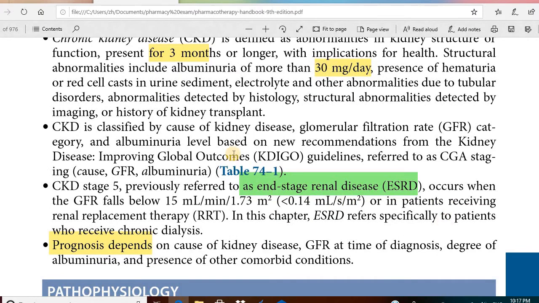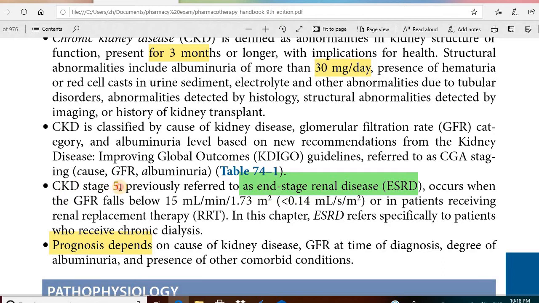So CKD is classified by cause of kidney disease. So you have to know what is the cause, why this kidney disease happens. This may be due to the glomerular filtration rate, GFR category, and albuminuria level, based on the new recommendation from the Kidney Disease Improving Global Outcomes guidelines. So this is the KDIGO guidelines, which is mentioned in Table 74.1. We will discuss this table later, but here you have to understand that the classification of CKD is based on glomerular filtration rate category and the albuminuria levels.